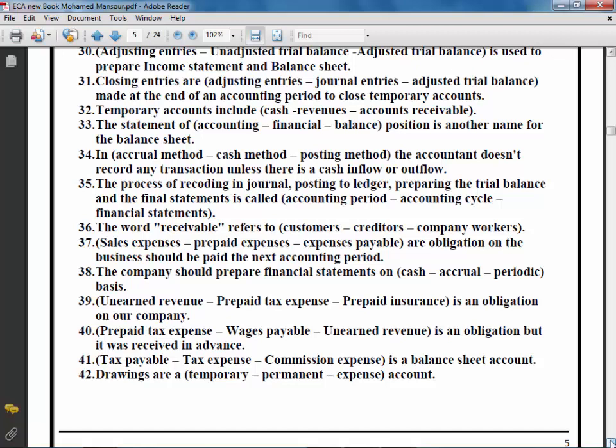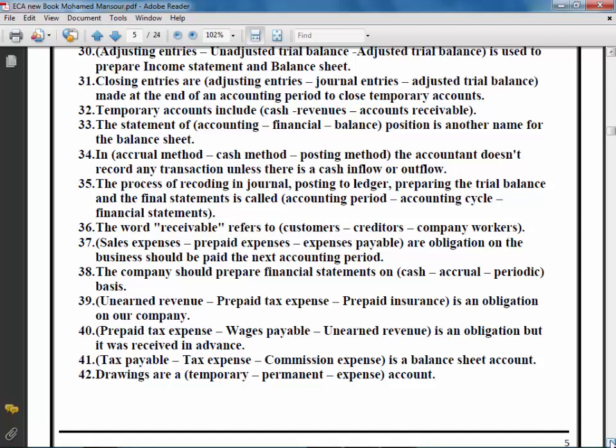Number 41. Tax payable, tax expense, commission expense is a balance sheet account. Tax expense and commission expense are expenses, so these accounts belong to the income statement. But tax payable is a balance sheet account. The answer is tax payable.